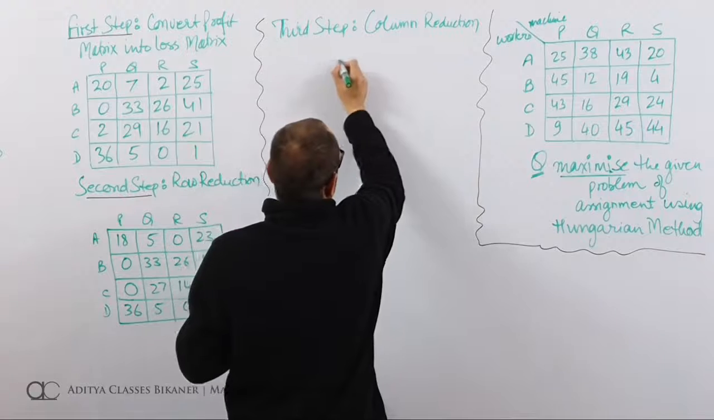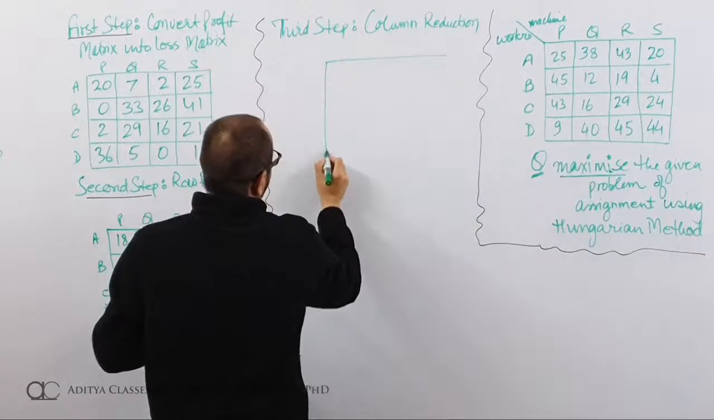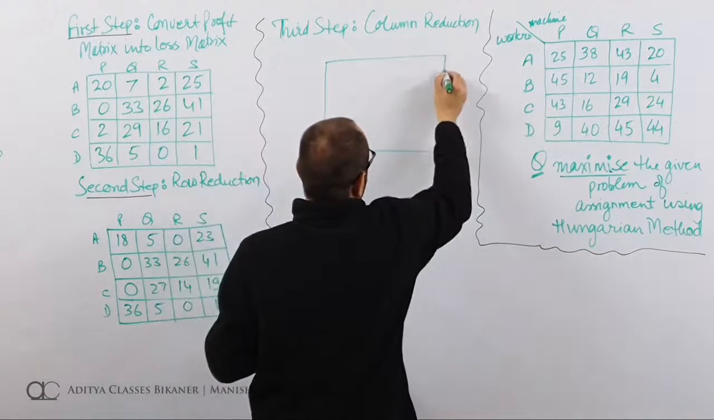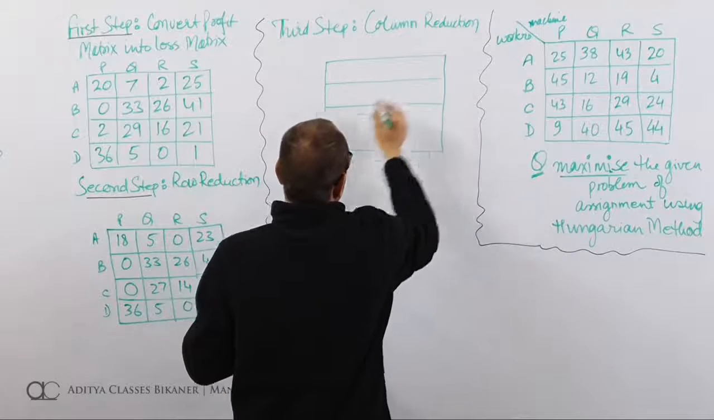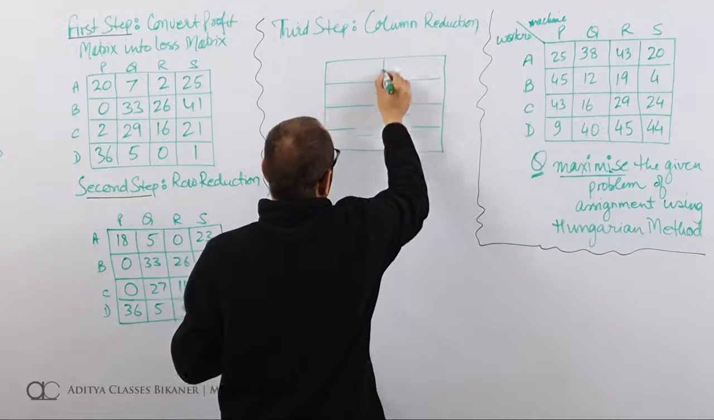So after column reduction, I should be having a 0 in each column. This is the idea behind reduction. After row reduction, I have a 0 in each row. After column reduction, I should be having a 0 in each column.